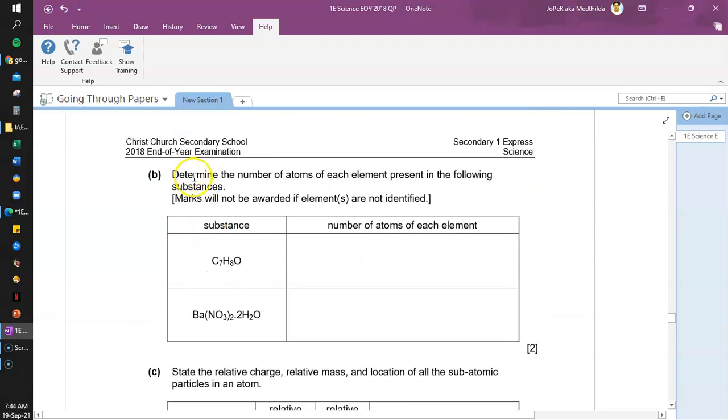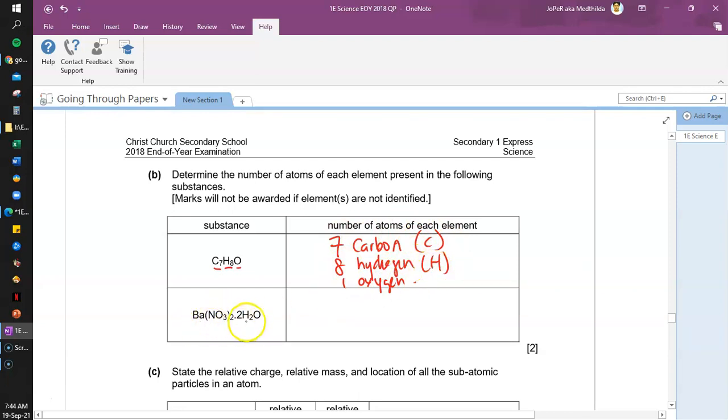Next, part B, determine the number of atoms of each element present in the following substance. C7H8O. I got 7 carbon, I got 8 hydrogen, and then I got 1 oxygen. So this is the sequence here.